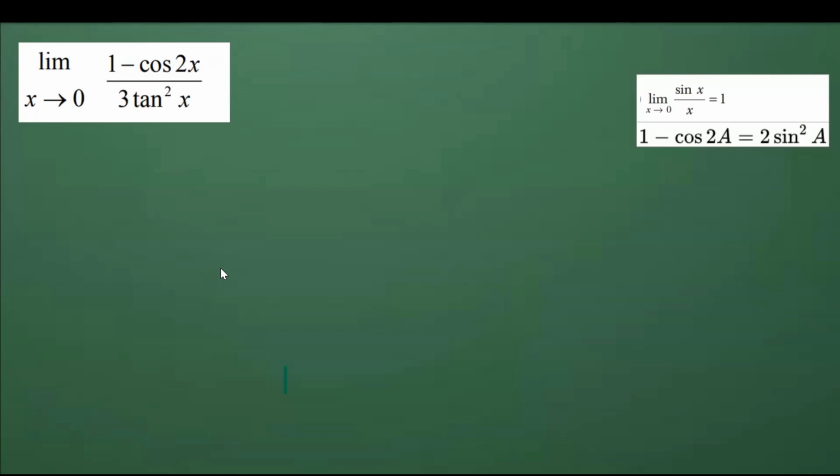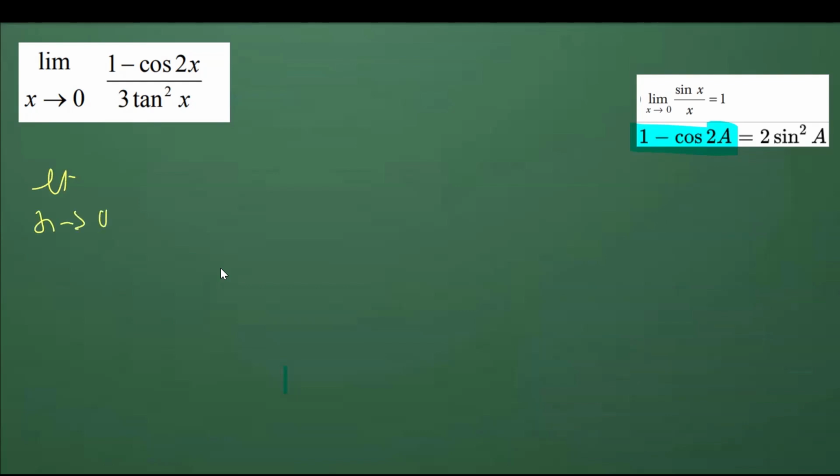Now it's very obvious by looking at the question that over here we will apply the identity 1 minus cos 2x equals 2 sine square x, and we can write tan as sine over cos. It is possible to write the direct identity. Let's proceed with the question and then we will decide. So this is limit x tending to 0.